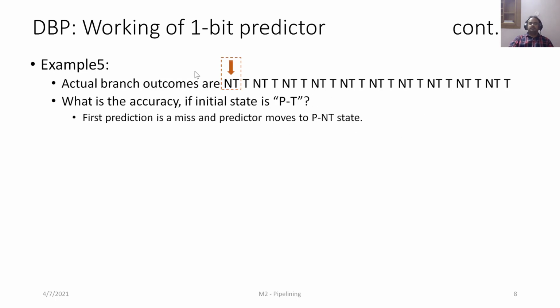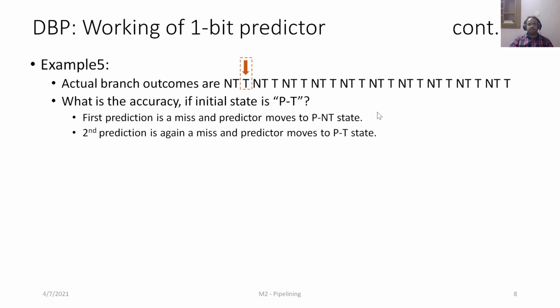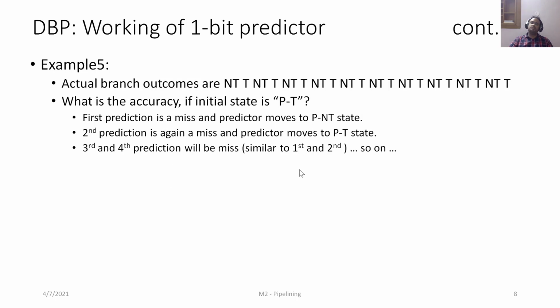right, the very first time we predict taken, but it is not taken, so we switch to PNT. The second time we will predict not taken, but the actual branch outcome is taken. So we'll switch back to PT. The third time we'll predict taken, but the actual branch outcome is not taken. So we'll switch back to PNT again. So this will continue. So all the predictions that we are going to make are mispredictions. So the accuracy here would be 0 upon 20.